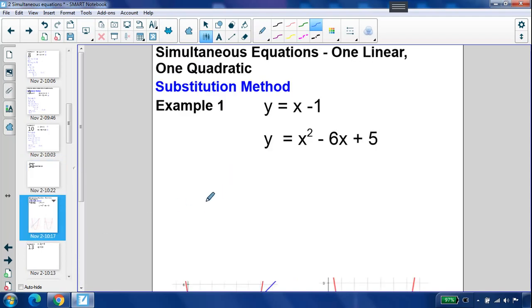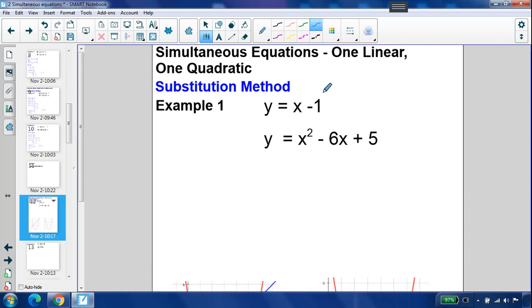We're going to look at quadratic simultaneous equations now, and for this example we actually have one linear equation and one quadratic, and you need to use the substitution method with this. So I have y is equal to x minus 1, and then y is equal to x squared minus 6x plus 5.